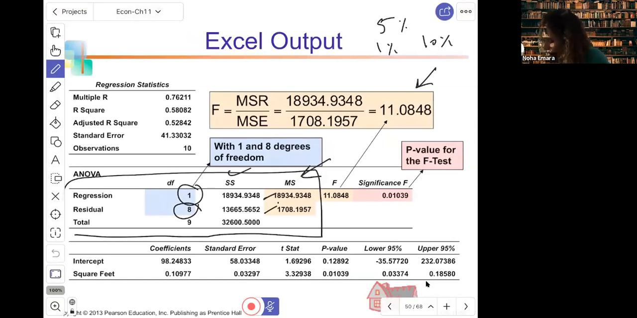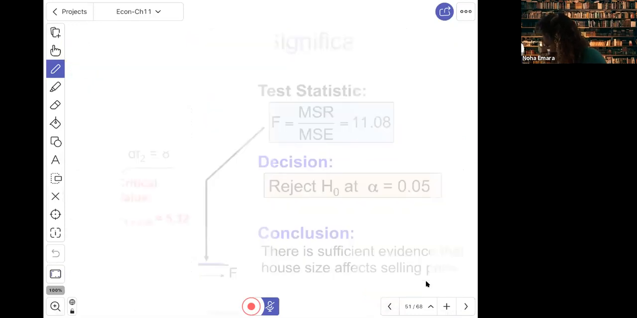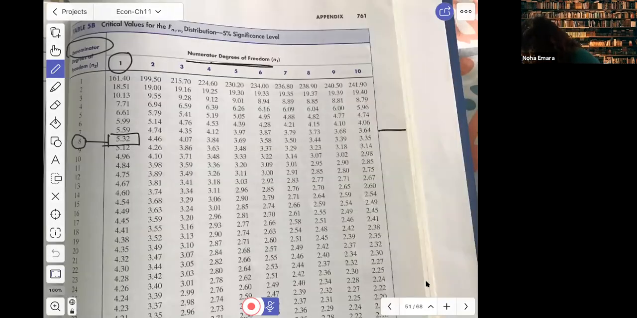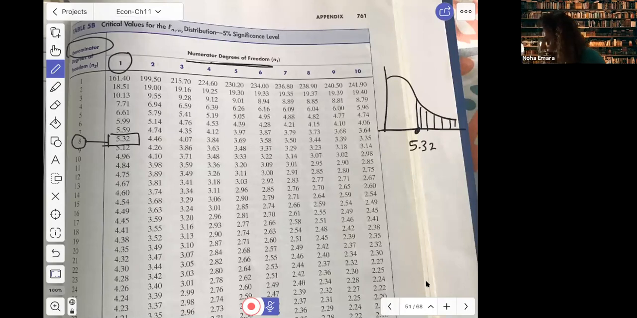So I found 11.08 in the output, right? So you have something like this. Let me approximate 11.08. So I have the F, it's one side, and I found from the table the critical value is 5.32. Okay, and this 5.32, and I have the F equal to 11.08, right?